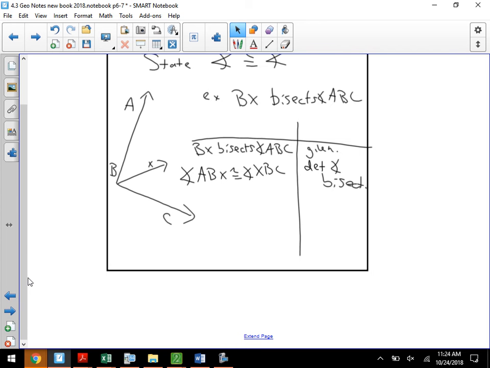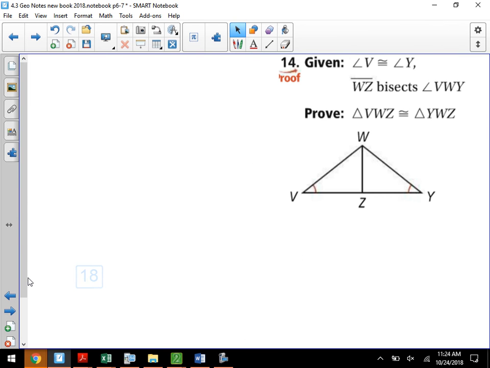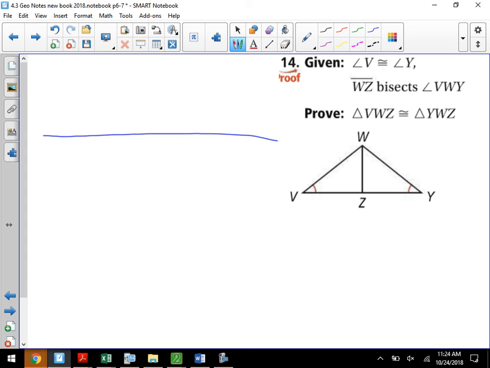So, anyway, it's really simple. If you're given an angle bisector, you say the two angles that are congruent, definition of an angle bisector. Follow through. So back to the one we were working on. You're given angle V and angle Y are congruent. We mark it.